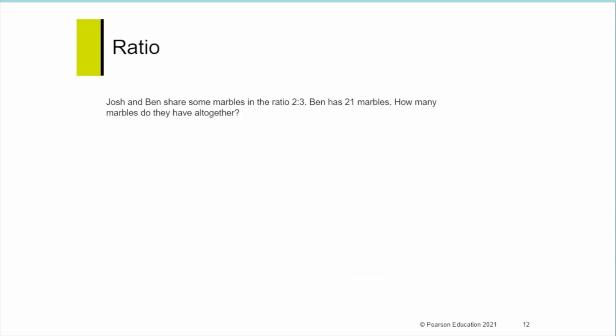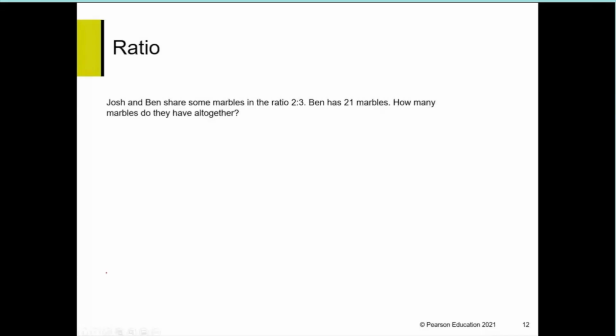Okay, so Josh and Ben share some marbles in the ratio of 2 to 3, and Ben has 21 marbles. How many marbles do they have altogether? I'm just going to switch to my screen from this point onwards, so I can draw. Just making sure that we're all clear on how we would do this. On your piece of paper, can you draw for me, please, how you would set this up as a bar model?